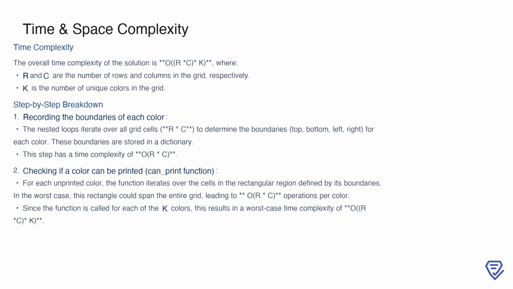Next, we have the can_print function, which checks whether a color can be printed. For each unprinted color, this function iterates over the rectangular region defined by its boundaries. In the worst-case scenario, this rectangle could cover the entire grid, requiring O(R*C) operations. Since we call this function for each of the K colors, the total complexity for this step becomes O(R*C*K). These two steps are key contributors to the overall time complexity.